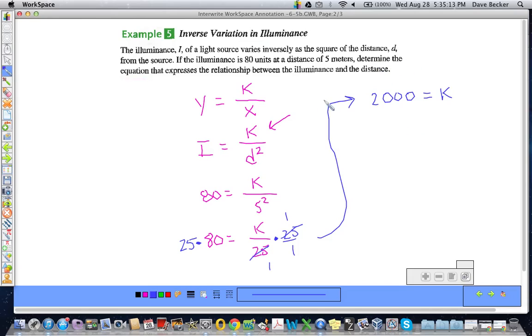They're saying determine the equation. Well, this is the equation. I just needed to find k. So now I can rewrite this equation as I equals 2,000 over d squared. And that's my equation that expresses the relationship between the illuminance I and the distance d.